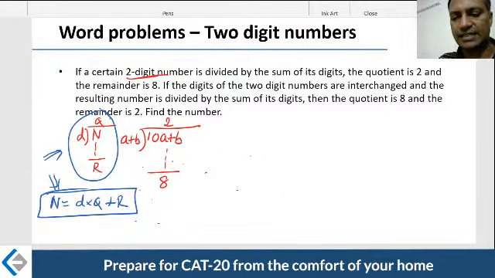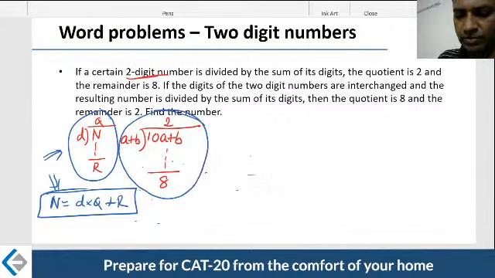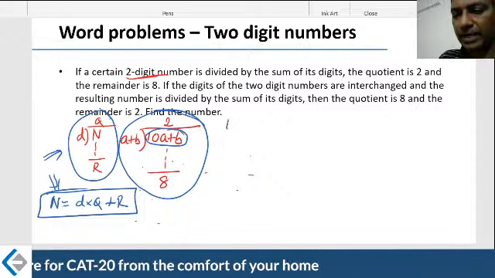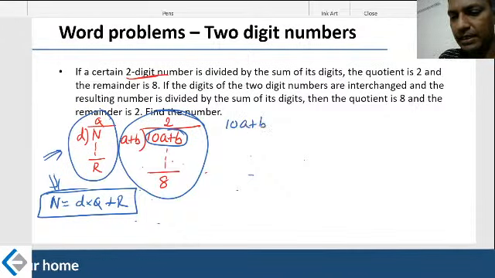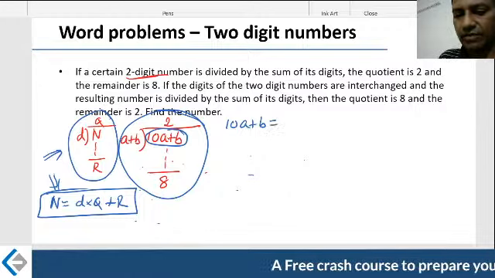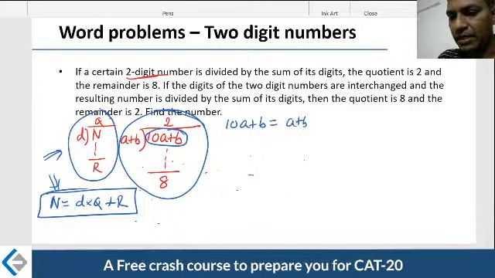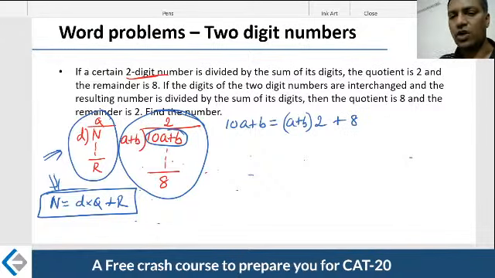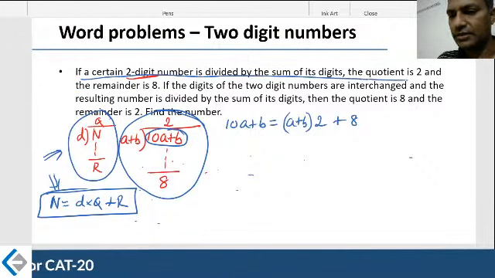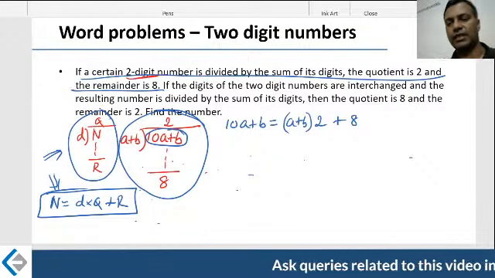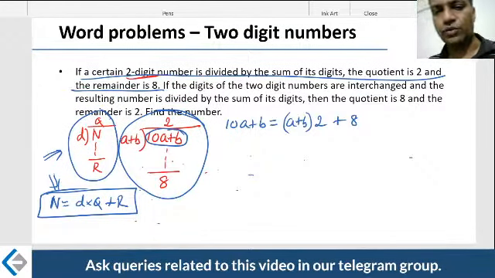I will do precisely the same thing here. What is my number? My number is 10A plus B. So 10A plus B is equal to A plus B, which is the divisor, times the quotient. What is the quotient, friends? 2, plus the remainder, 8. That is the given number. That's all the author tried to tell in the first sentence. Simple, right? Division algorithm.